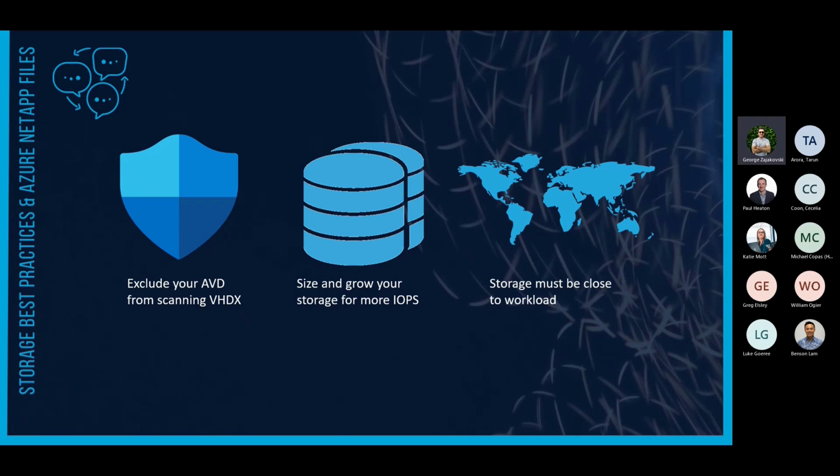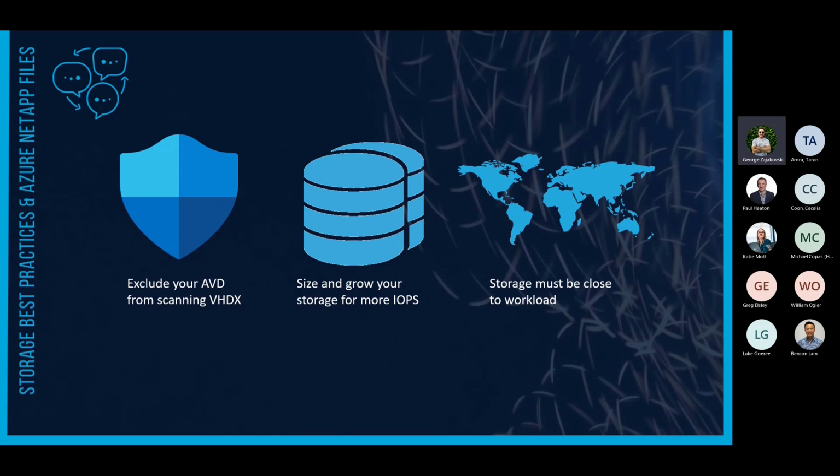Couple of other things. Best practice: exclude your AVD FSLogix shares from any antivirus scanning. Your VHDX files live on the ANF file storage share. You want to exclude anything that happens when those shares are being mounted to the session host, just so that users don't get poor logon performance. You can still have your AV scanning it once it's mounted, but if there's anything going on as it's mounting, it's good to exclude that process from your AV.